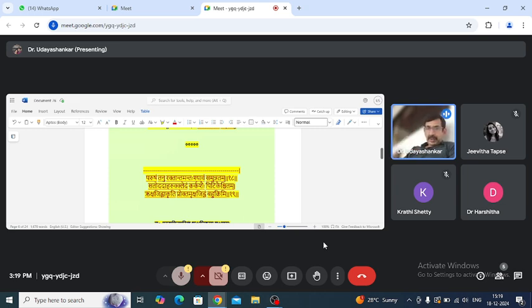These are all the tridosha lakshanas. Daha, ruk, or toda and ruk are related with vata. Daha is related with pitta. Kleda is related with kapha.